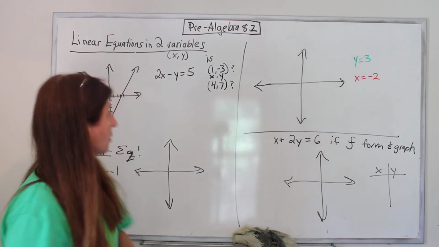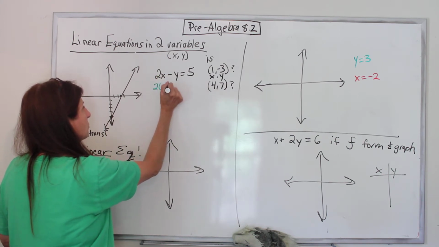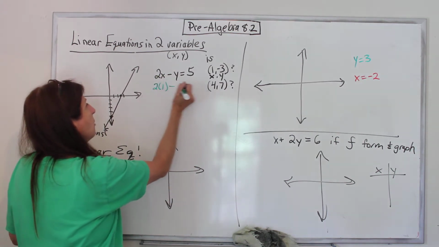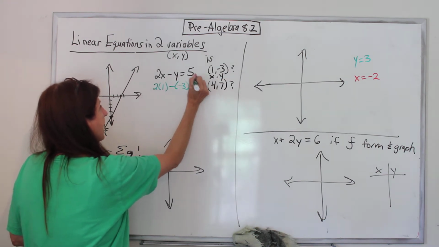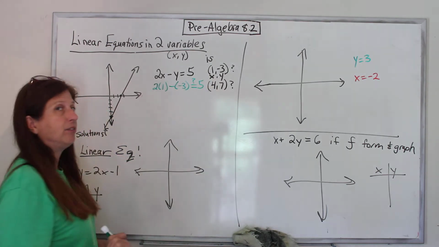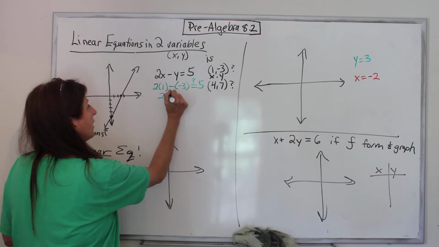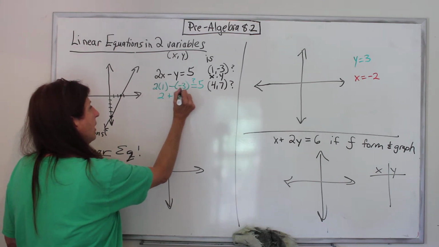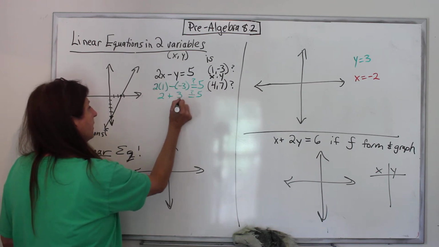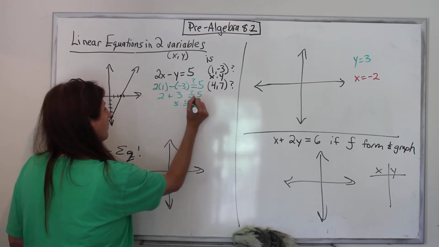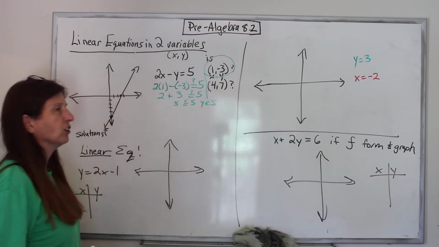I think I'll change to a different marker so you can see what I'm doing. Okay, so I'm putting the 1 here. So it's going to be 2 times 1, minus y, which is -3. And I say, does that equal 5? Oh, the suspense. 2 times 1 is 2. 2 negatives make a positive, so this is +3. Does that equal 5? 2 plus 3 is 5, so 5 equals 5. And the answer is yes, that is a solution.